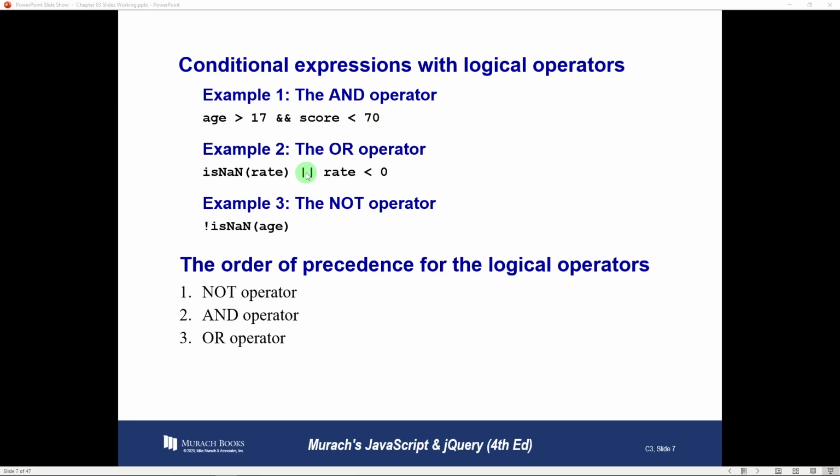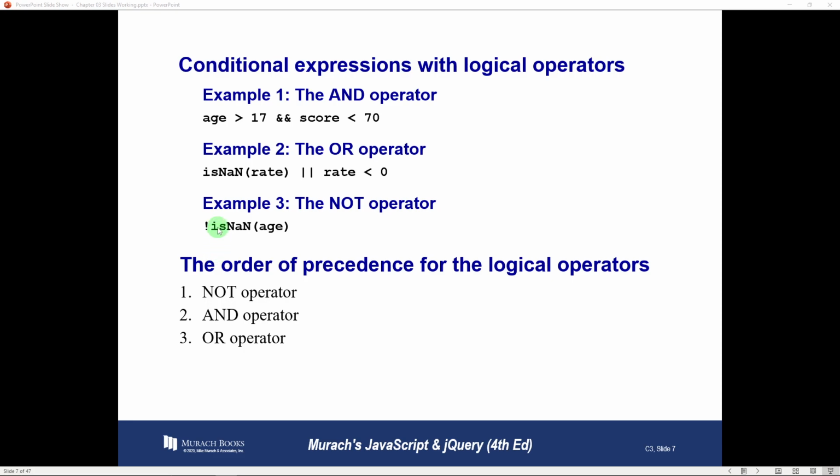Let's look at the OR operator. We're testing to see if rate is not a number, or if the rate is less than 0. For this entire statement to be true, either this left side has to be true or the right side has to be true. They do not both have to be true. One side has to be true.